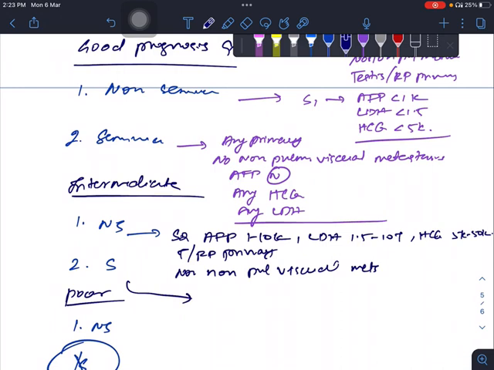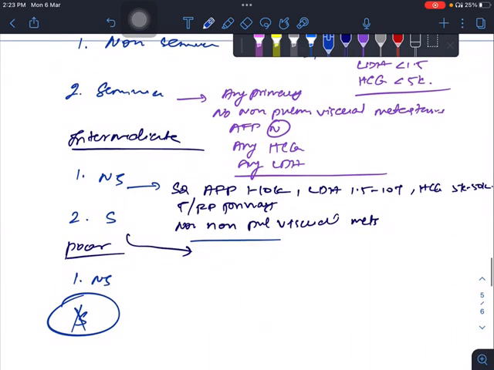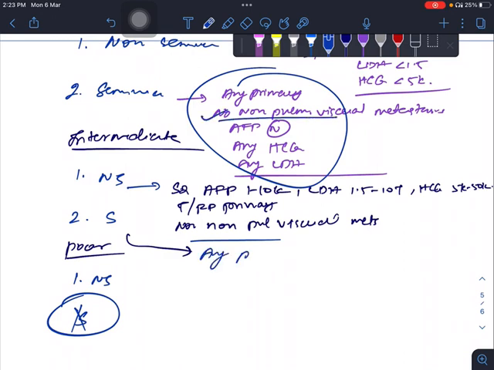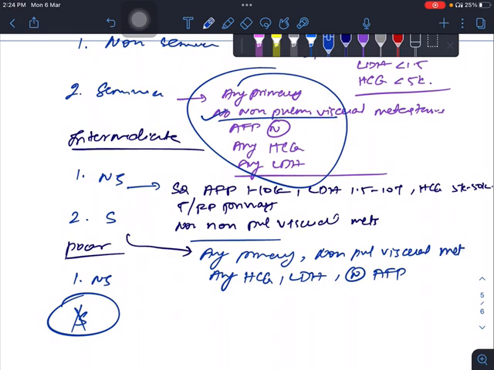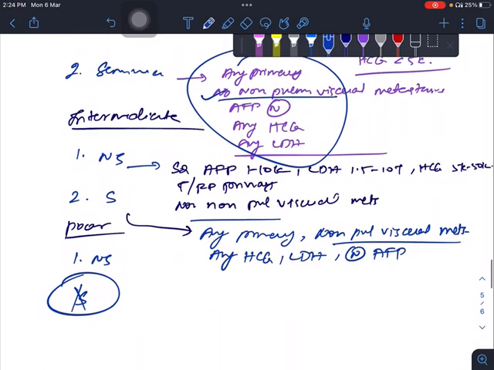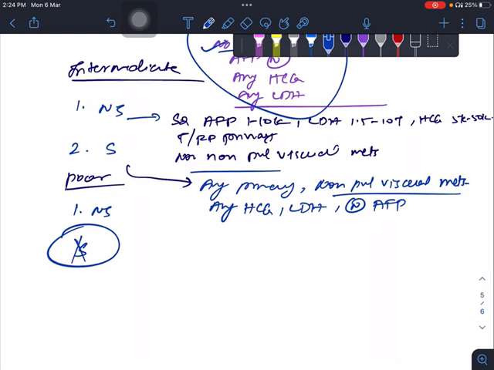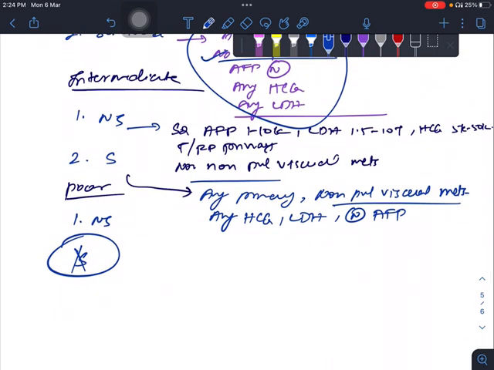Here for seminoma, the same thing except this thing. So, any primary, any HCG, LDH, normal AFP, but there will be non-pulmonary visceral mets. So, there will be no lung mets, but there will be visceral mets. So, that finishes seminoma group in this staging. So, poor prognosis is only for non-seminoma, remember that.